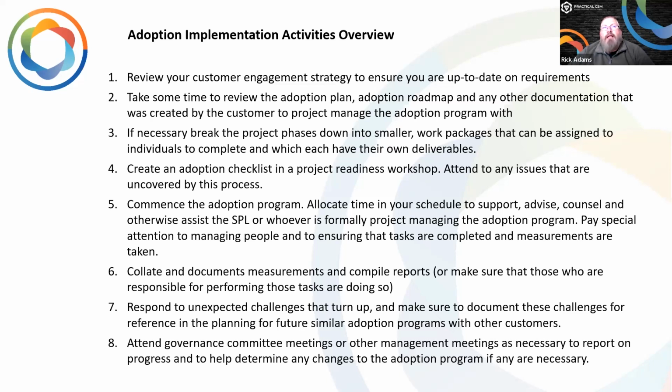So we need to create an adoption checklist, which would list all the things that need to be done. We can tick them off as they get done and commence the adoption program, allocate time in it to support and to advise and counsel. We would collate and document measurements and compile reports to show where we are in the adoption process at all times, and to manage and make sure that we are ticking things off as they happen, and that as things turn up that we're not expecting as well, that we add that to the list and we deal with those unexpected errors as well as the expected challenges that we can tick off from our checklist.